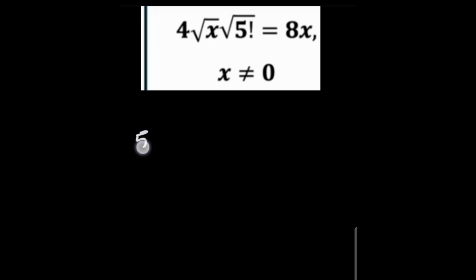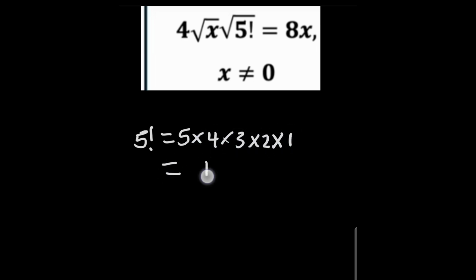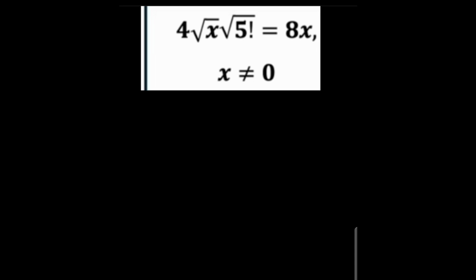Recall that 5 factorial is the same as 5 multiplied by 4 multiplied by 3 multiplied by 2 multiplied by 1, which is going to give us 120. So in place of 5 factorial here, we're going to replace 120. So the equation now is going to be 4 multiplied by square root of x, then multiplied by square root of 120, and everything will be equal to 8x.